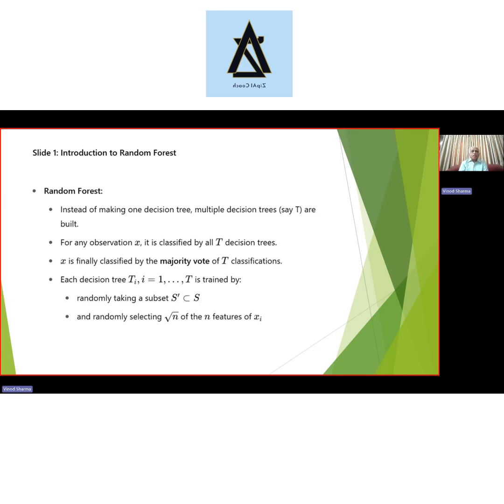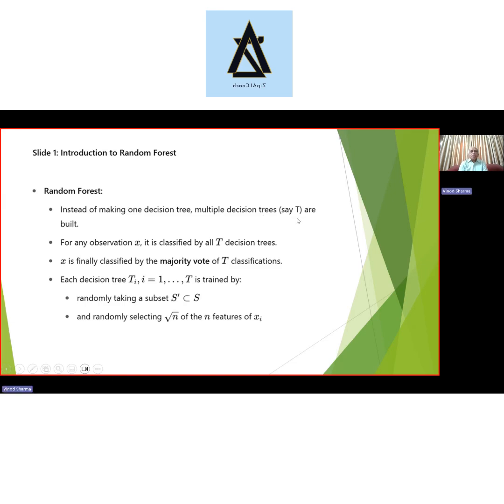Now, as I said, the decision tree may not perform so well, but its generalization is provided by random forest. In random forest, instead of using one decision tree, we use multiple decision trees, and hence, a bunch of trees should be called a forest. So this is called a random forest. Instead of making one decision tree via the training sample, we make, say, T decision trees. T could be 10, 20, 30, and so on.